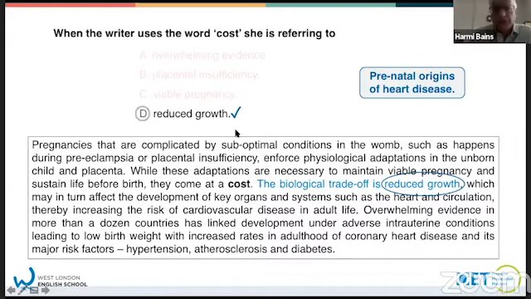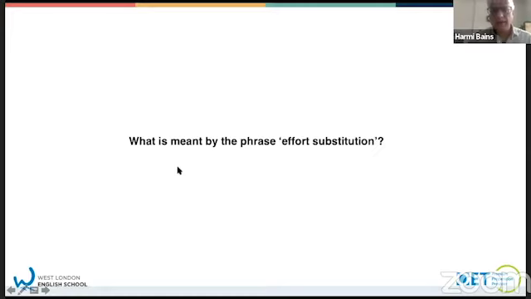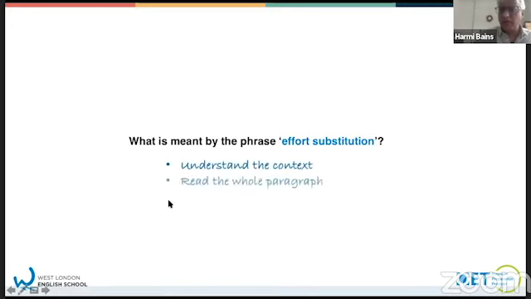Okay, so idioms: build up your language, learn as many idioms as you can. Also here, we've got another word, effort substitutions. We've got a phrase this time. What is meant by the phrase effort substitution? Well, you probably know the meaning of effort, to try really hard. And you probably know the meaning of substitution, meaning to replace something. But together, these words don't really make any sense. This isn't a normal phrase. So the only way we can get the answer is, of course, by looking at the context.